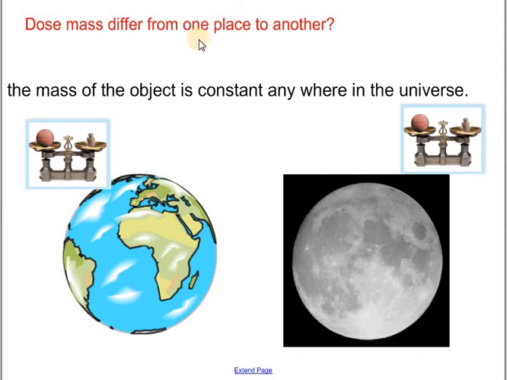Does the mass differ from one place to another? The mass of an object is constant, which means fixed value, means it doesn't change with changing the place.